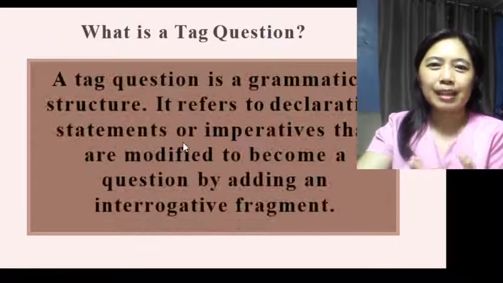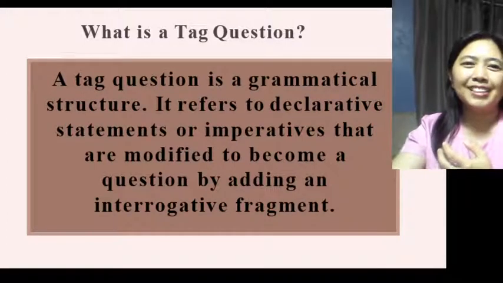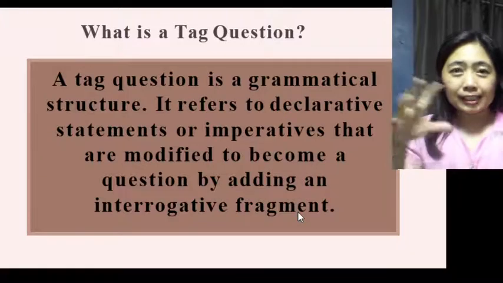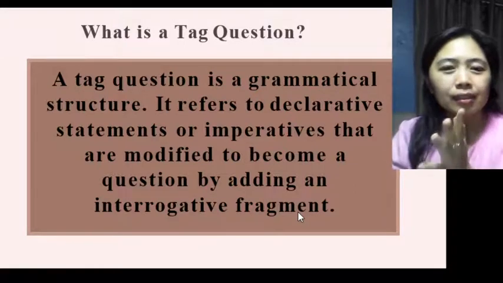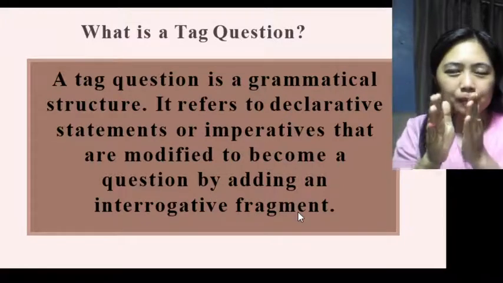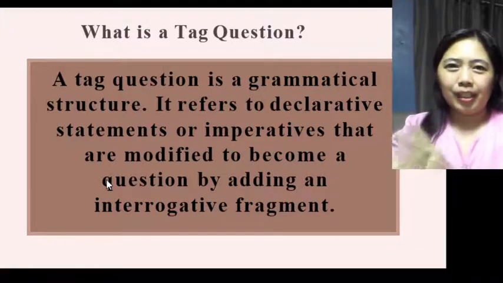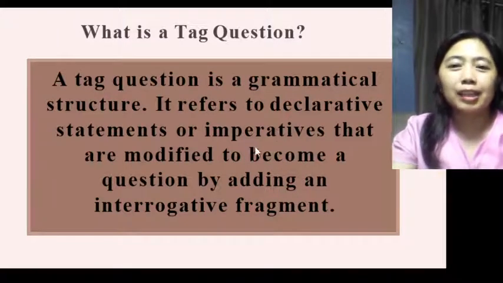A tag question is a grammatical structure. It refers to declarative statements or imperatives that are modified to become a question by adding an interrogative fragment. So it's just like simple statements, and then we modify them and add the interrogative fragment. It's like a question, but the shortened one. That's why it's found at the end of your declarative statements or imperatives. Very familiar with the types of sentences.